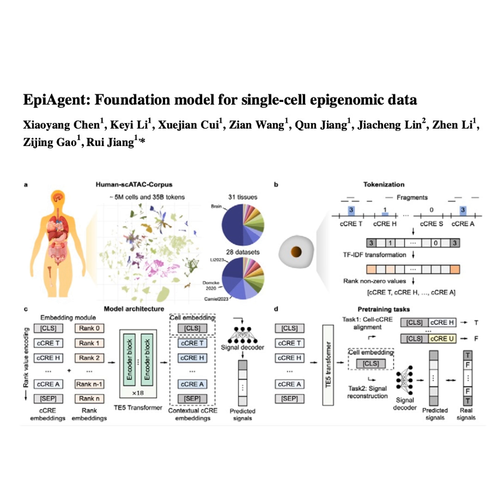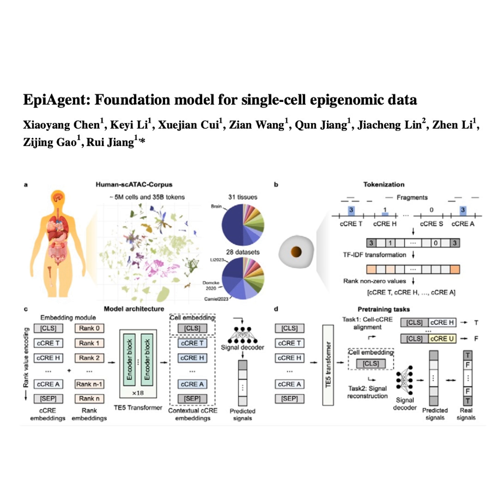EpiAgent. It's big. Yeah, about 1.4 billion parameters. And it has 3 main parts. First, there's an embedding module. This takes that sequence of cCRE indices and turns them into embeddings, basically numerical representations. It captures both the identity of the cCRE and its rank, its position in that TF-IDF ordered sentence. Kind of like word and position embeddings in NLP.